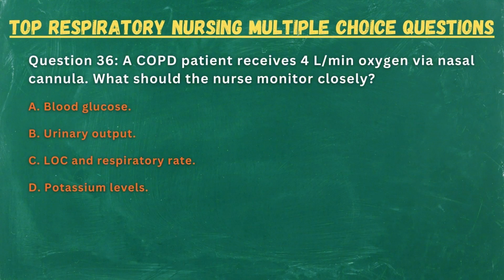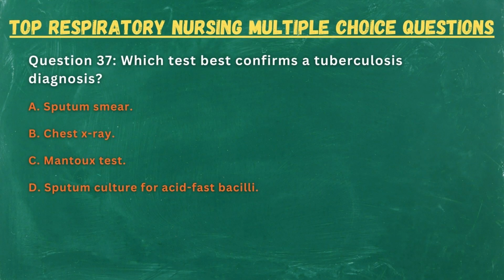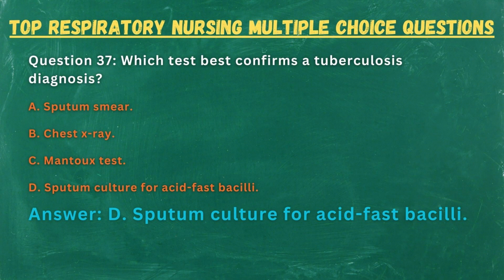Question 36. A COPD patient receives 4 liters per minute oxygen via nasal cannula. What should the nurse monitor closely? A. Blood glucose. B. Urinary output. C. LOC and respiratory rate. D. Potassium levels. Answer: C. LOC and respiratory rate. Question 37. Which test best confirms a tuberculosis diagnosis? A. Sputum smear. B. Chest X-ray. C. Mantoux test. D. Sputum culture for acid-fast bacilli. Answer: D. Sputum culture for acid-fast bacilli.